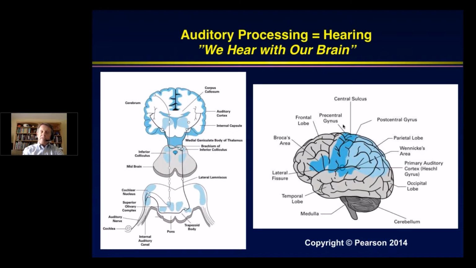So that's the simplest illustration that we hear with our brain, not with our ear. Our ear normally does help, but we don't have to have an ear to hear. We do need a brain to hear. And what we're doing when we evaluate hearing, in the true sense of the word, is to evaluate auditory processing somewhere in the brain, from the brainstem right up through the auditory cortices.